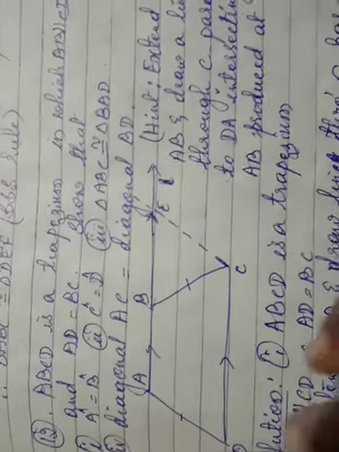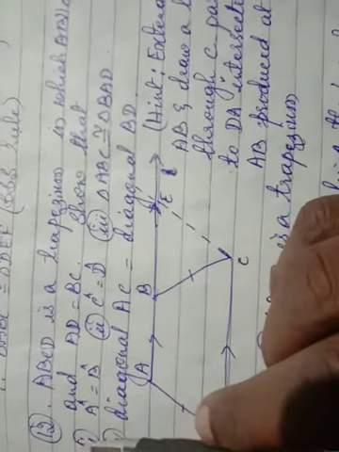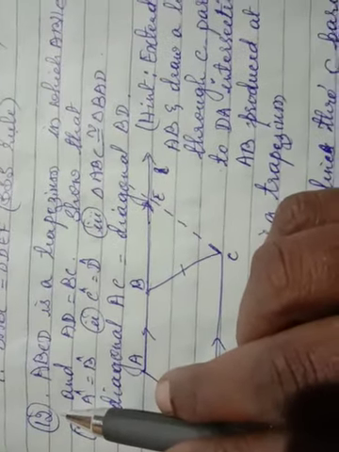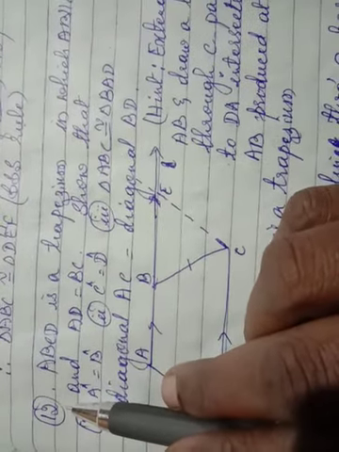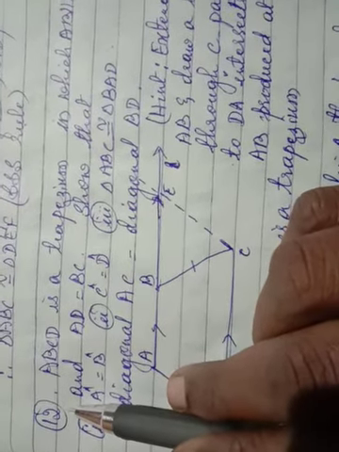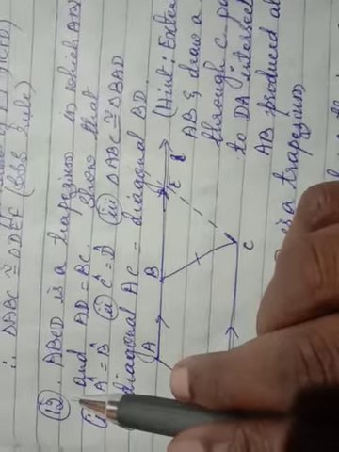Dear children, this is lesson 7, quadrilaterals. In the 12th problem, till now I have explained up to the 11th in video 3. Now this is video 4, and this is the 12th problem.